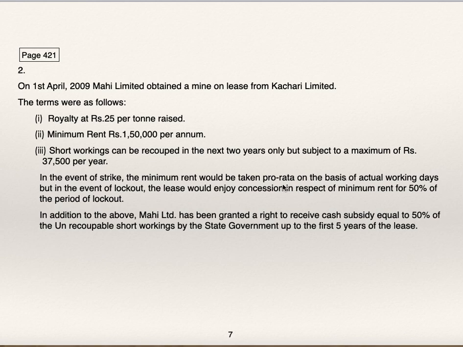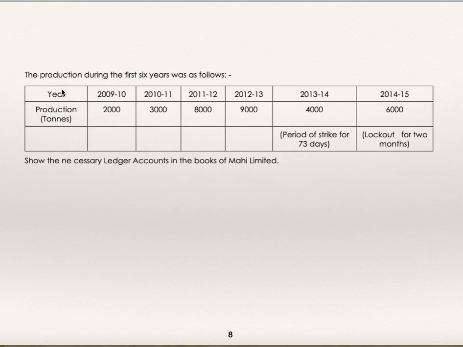You are supposed to show various ledger accounts in the books of lessee. See here, production for 6 years is given. In 13-14, there was a strike for 73 days. In 14-15, there was a lockout for 2 months. Strike is given in days, whereas lockout is given in months. Prepare necessary ledger accounts in the books of Mahi Limited, that is lessee.